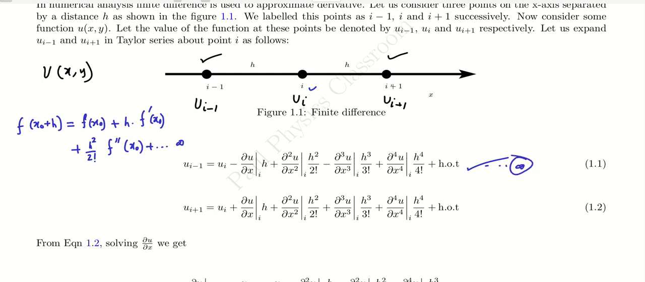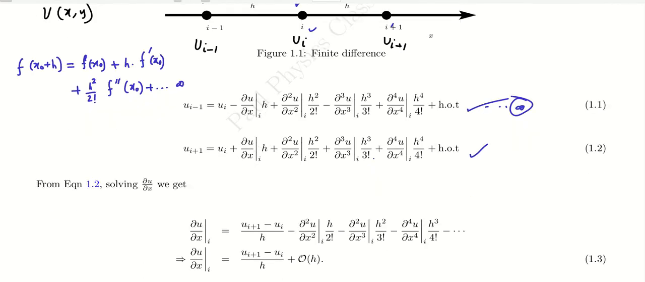And similarly for u i plus 1, that means basically h distance in the forward direction and h distance in the backward direction with respect to the point i: u i plus 1 equals u i plus del u del x at i times h, and so on, with a similar pattern, and all the terms are positive here, whereas in the previous one the signs go minus, plus, minus, plus in this way. And we have to first approximate the first derivative in two different ways.